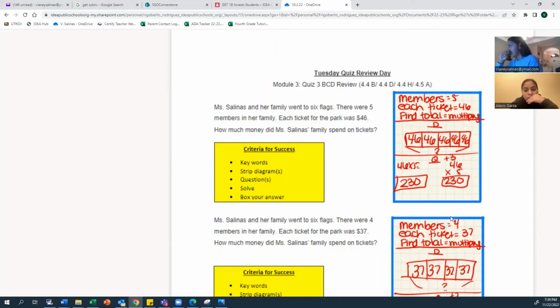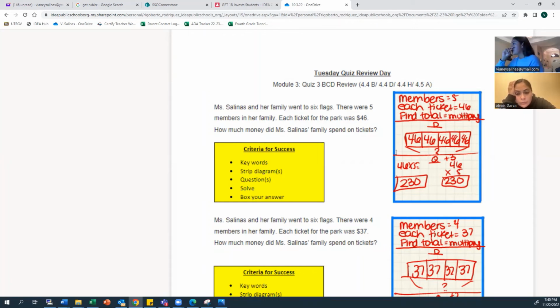the keywords on top. So you see on top, Miss Salinas and her family with 6 Flags. There were 5 members. Each ticket for the park was $46. How much money? So she's having the students write keywords that are going to be helpful for when they're problem solving. So for this one, there are 5 members. Each ticket was $46. How much money?